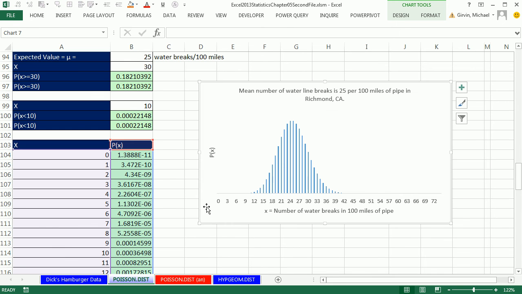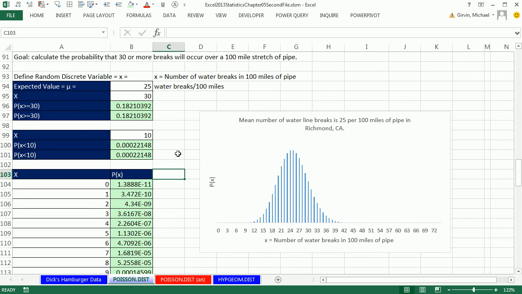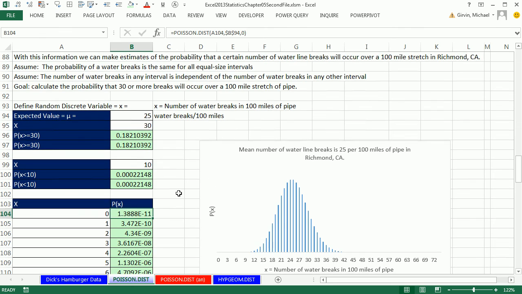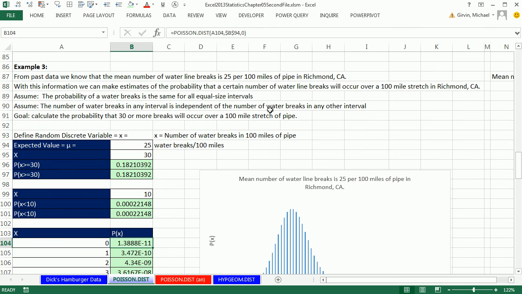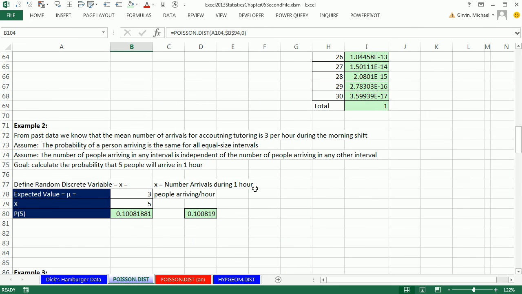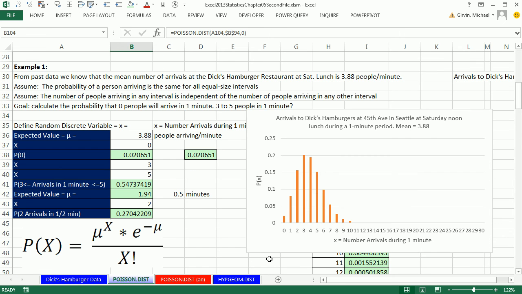And there we go. All right, so we talked about the Poisson distribution, the Poisson probability distribution. We talked about the POISSON.DIST function. We saw a great example for water leaks over a 100-mile pipe. We saw an accounting tutor example where people coming for tutoring are arriving over an hour period. We saw our Dick's Hamburger example of arrivals.